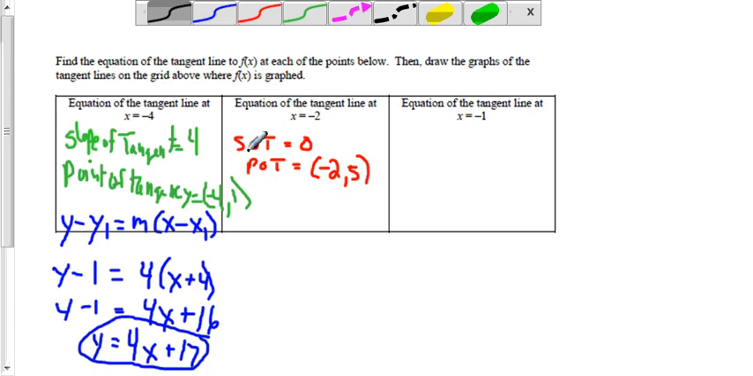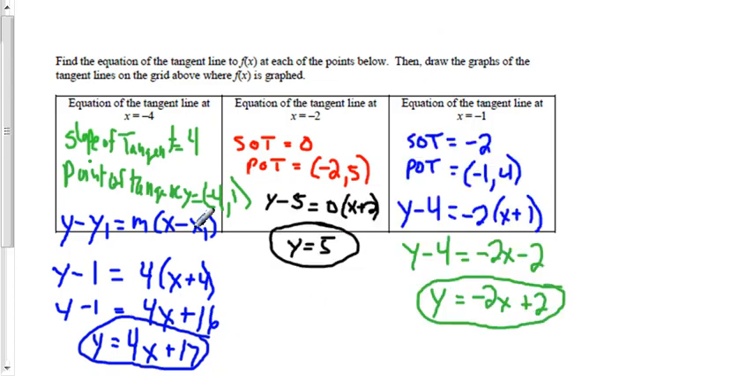Okay, so for the next one, I'm shortening it up. Slope of the tangent we found to be 0. Point of tangency is (-2, 5). So take a second to come up with the equation of the tangent line at x equals -2, and then do the same thing for x equals -1. I'll fill them in right now. So we got y equals 5.